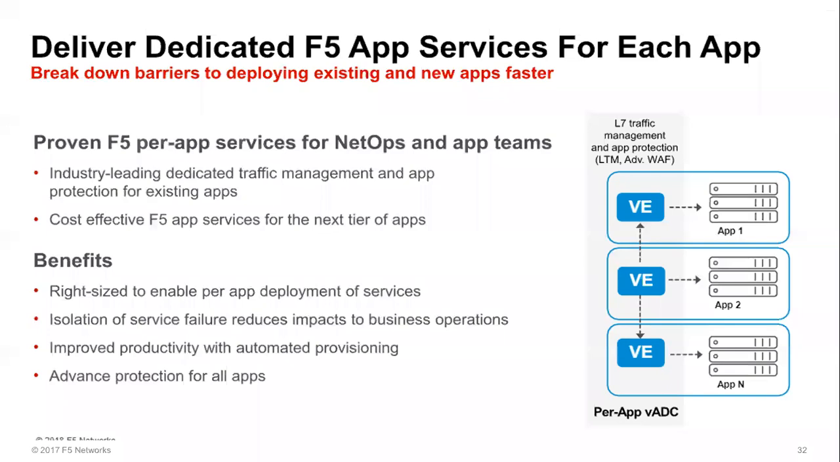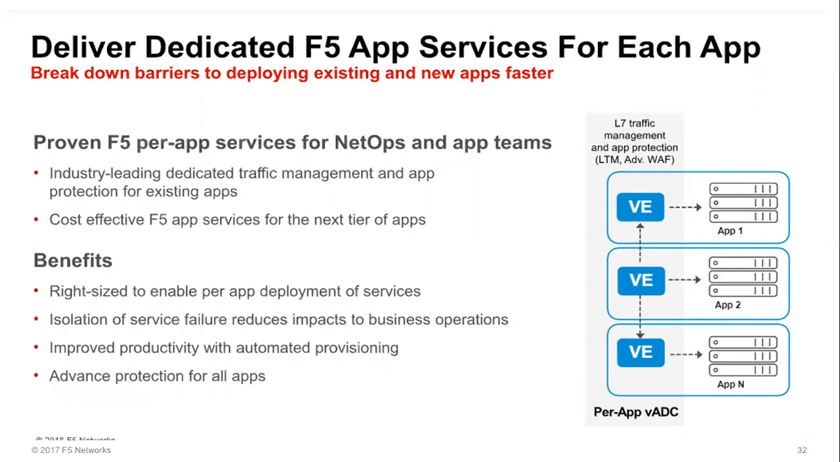So one of the challenges that F5 wants to mitigate is the combination of networks and app teams being able to work together and quickly develop an app for production usage. And this also enables that to be quickly developed. So, industry-leading dedicated traffic management and app protection for existing apps.